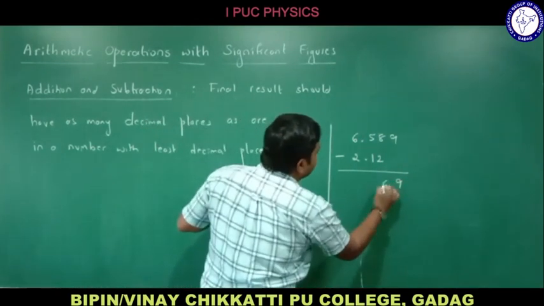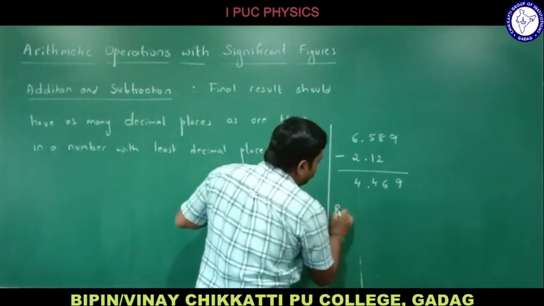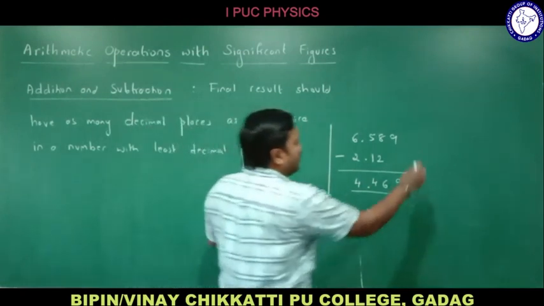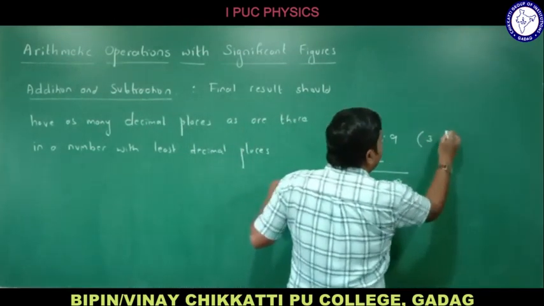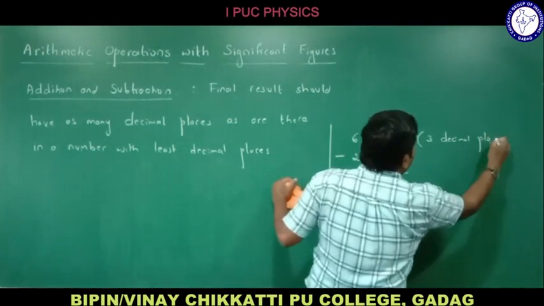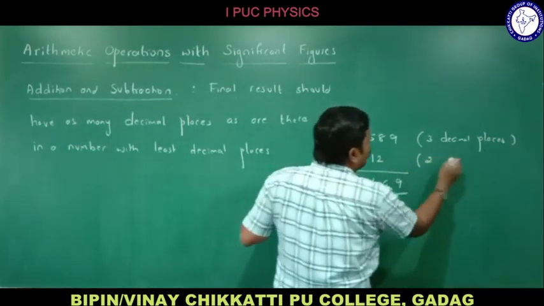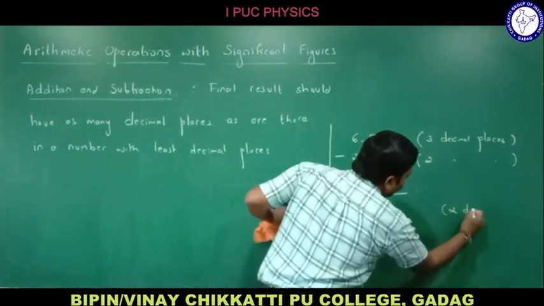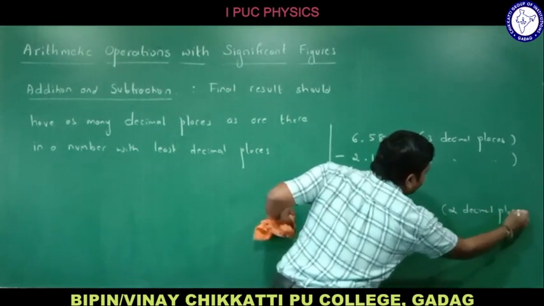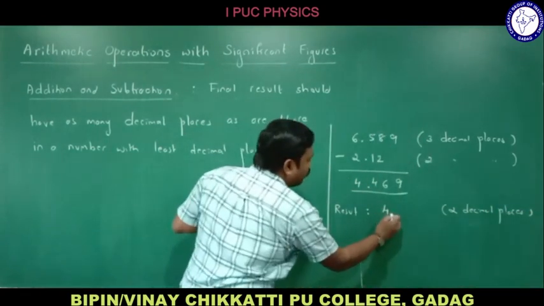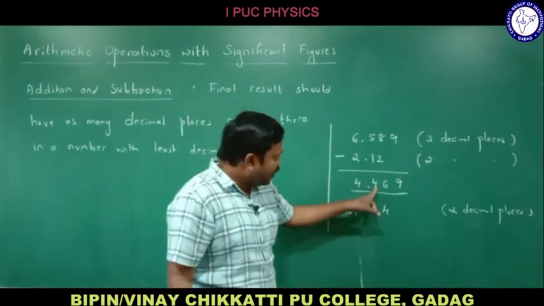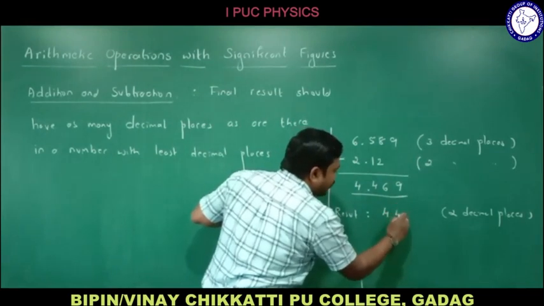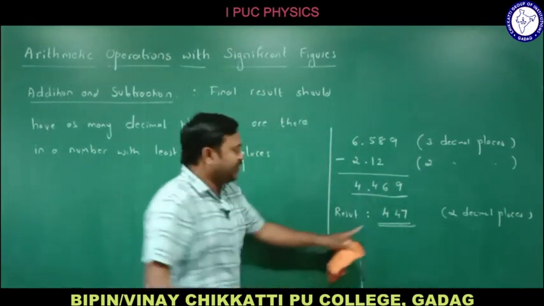This is 9, this is 6, this is 4, and this is 4. So what should be the result? The result should have decimal places of the number having the least decimals. How many decimal places does it have? 1, 2, 3. 3 decimal places, right? Shall I write like this? 3 decimals. How many decimal places does this one have? 2 decimal places. Means the answer should have how many decimal places? The answer should have 2 decimal places, right? First I need to write 4 point. I need to write till 2 decimal places. Since the third digit is greater than 5 now here, I need to add 1 to it. So I will be getting 4.47, and this is the result.